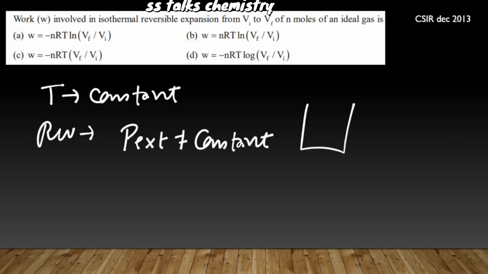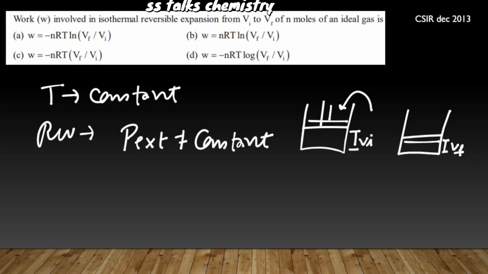Suppose this is the piston that you have. Applying small pressures over it, you are bringing it to the final volume, that is V final. You are bringing it to this particular position. Here you are applying small pressures at a time. That means at any point in time the external pressure is not constant. Now the work done is minus of the P external into dV. Integrating this.